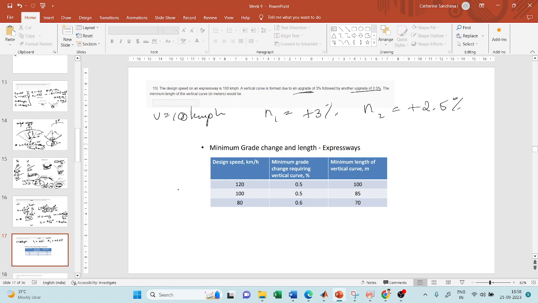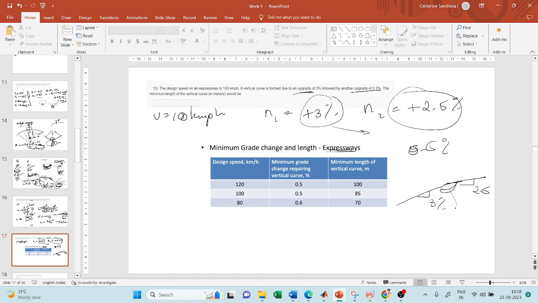If you refer to sir's slides for expressways, you can see that the change in grade between these two points is only 0.5%. It was at 3%, then the grade changed to 2.5%. So the difference between these two is just 0.5%, a very minimal change. In such a case, they have given you a table to find the minimum length of the vertical curve.